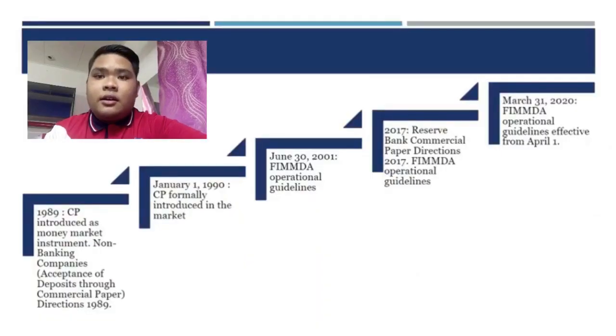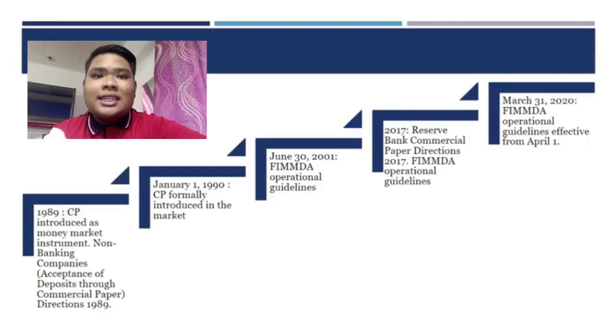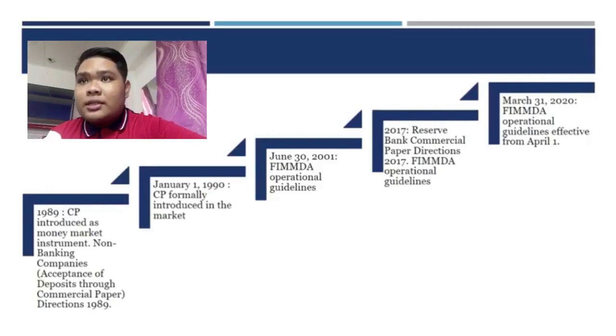Next is the timeline for commercial paper. January 1990, commercial paper formally introduced in the market as a money market instrument for non-banking companies, which accept deposits through commercial paper. June 30, 2001, FIMDA operational guidelines. Reserve Bank Commercial Paper Directions 2017, FIMDA operational guidelines, and the last is March 31, 2020, FIMDA operational guidelines effective from 1 April.